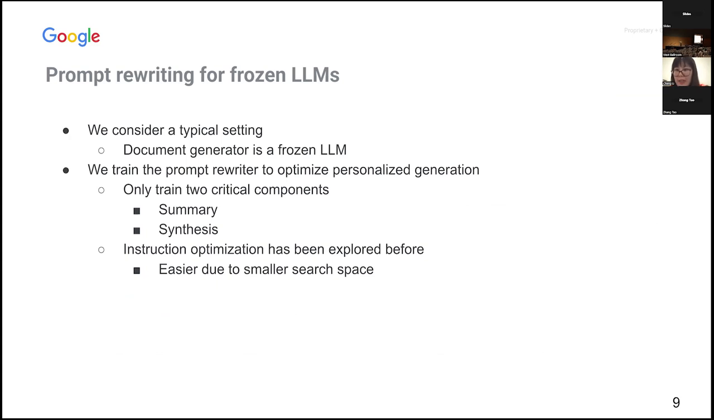We consider a typical setting where the document generator is a frozen LLM, which can't be fine-tuned. We train the prompt rewriter to optimize the personalized generation. We only train two critical components, summary and synthesis. Components like instruction optimization have been explored before, and it is easier due to smaller search space.